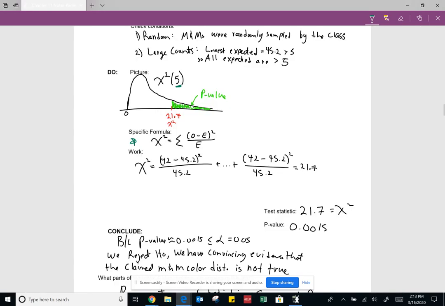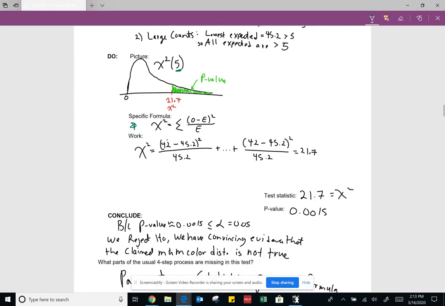So the observed value minus the expected, squared, over the expected, plus all of them, and then the observed minus the expected squared over the expected.